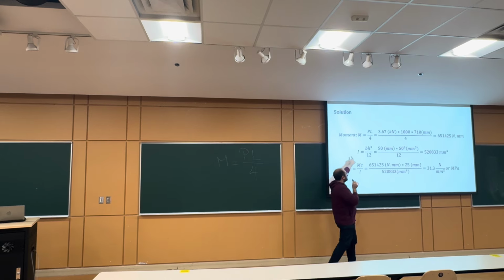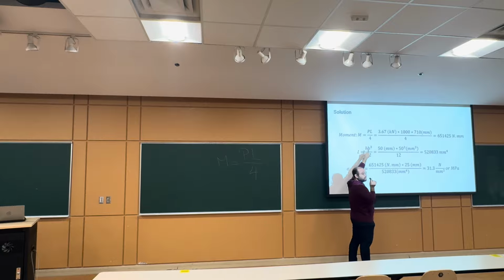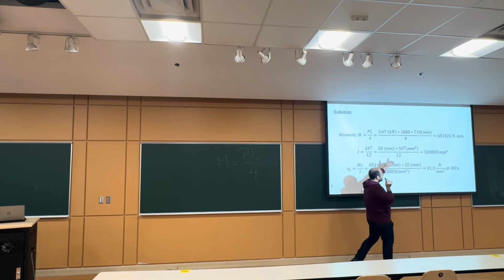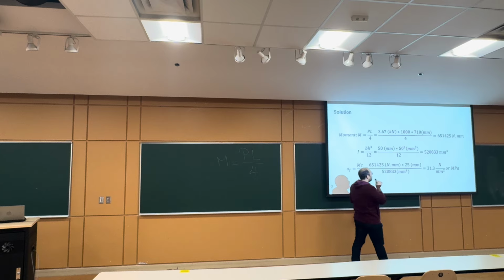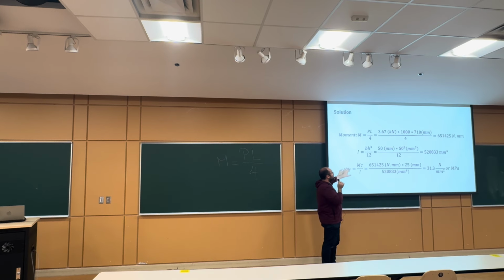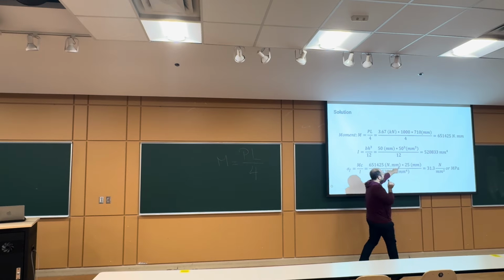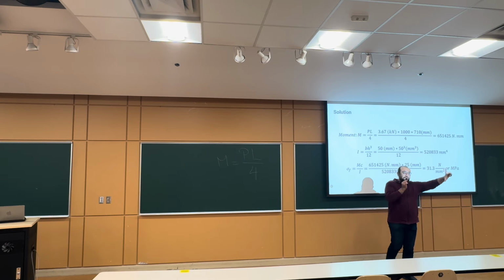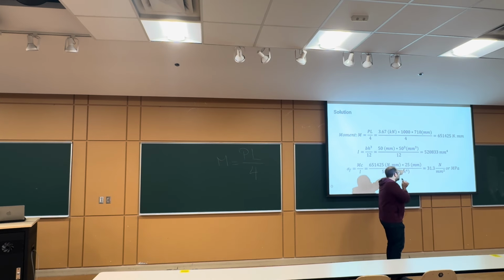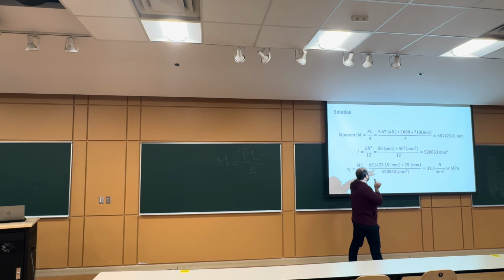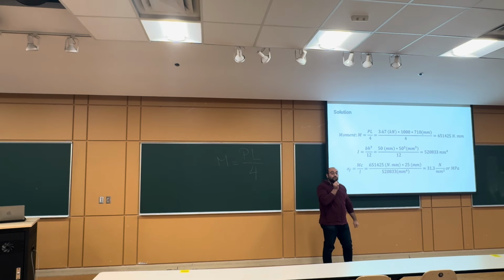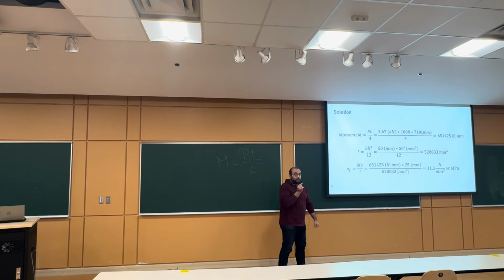Then we calculate the moment of inertia. As we said, it's the base multiplied by the height to the power of 3 divided by 12 to get this value in millimeter to the power of 4. Then we plug in all of the numbers, the moment, and the 25, which is the mid-section height, the distance between the base and the center of the cross-section. We have the whole height as 50, so half of it is 25 millimeters, divided by the I to get 31.3 Newton per millimeter square or megapascal.